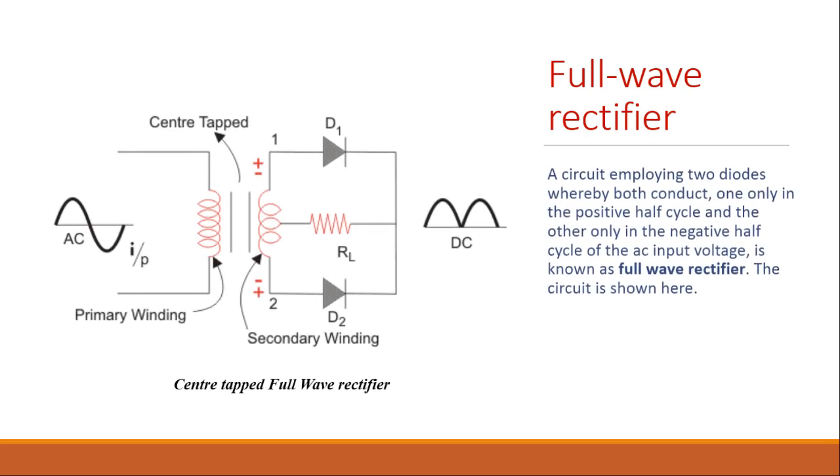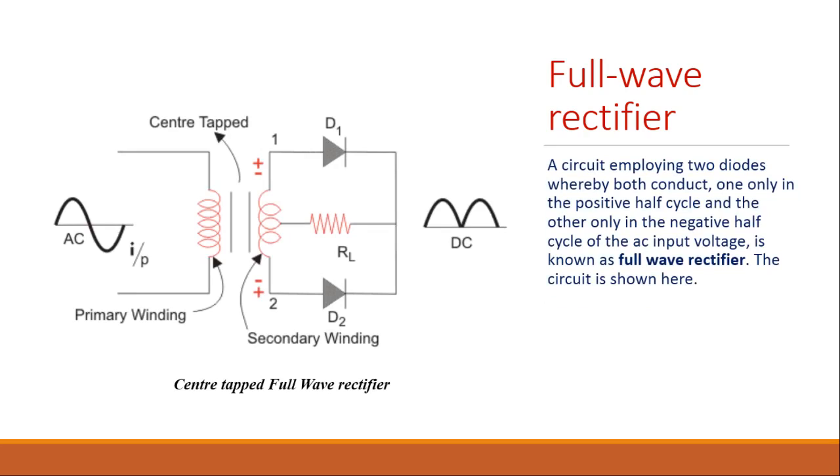So what is a full wave rectifier? A circuit employing two diodes whereby both conduct, one only in the positive half cycle and the other only in the negative half cycle of the AC input voltage, is known as a full wave rectifier. The circuit is shown here. You can see it employs two diodes. The diodes are named as D1 and D2. This is a step down transformer and this is the AC input voltage supplied through a source.